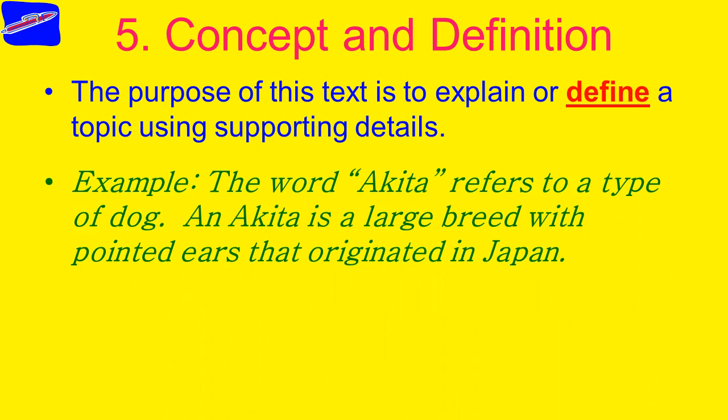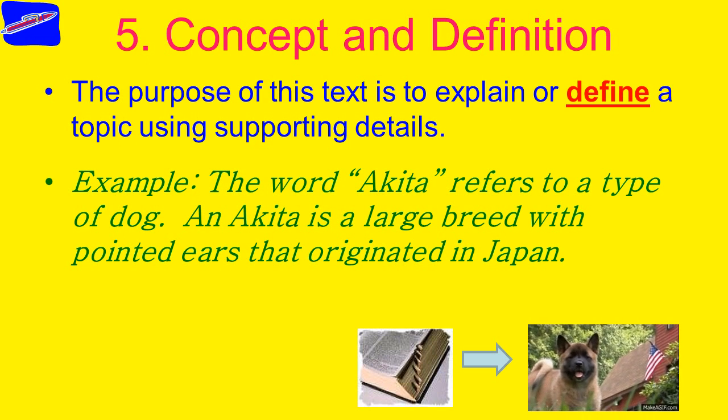An example would read something like this. The word Akita refers to a type of dog. An Akita is a large breed with pointed ears that originated in Japan. We would start off with a definition, just like what would come out of a dictionary, and then go on to give some of the characteristics of an Akita, which kind of looks something like that.